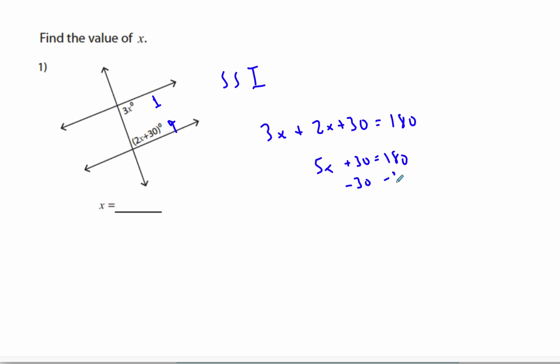Subtract 30. 5x equals 150. Divide by 5, x equals 30. Okay? Same side interior, supplementary. Therefore, when you add the two angles together, you get 180.